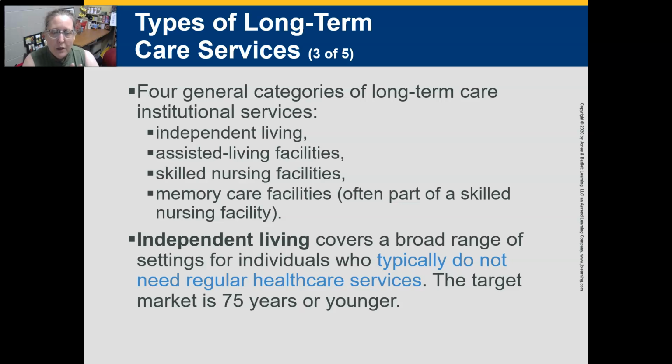So independent living covers a broad range of settings for individuals who typically do not need regular healthcare services. They are 75 years or younger, and they can come and go as they please, but it's usually an apartment or something that's paid for. There's help nearby. They take care of things like maintenance and yard work. All that's taken care of, and security on site, and there's help nearby if needed. But generally, they're independent. They come and go. They live as if they were independent, but they're usually in some kind of facility that has other people who could be in independent living, but also at assisted living or other levels of care.